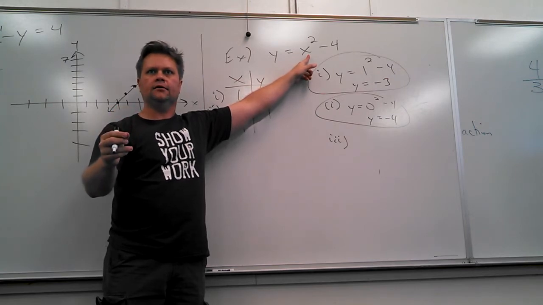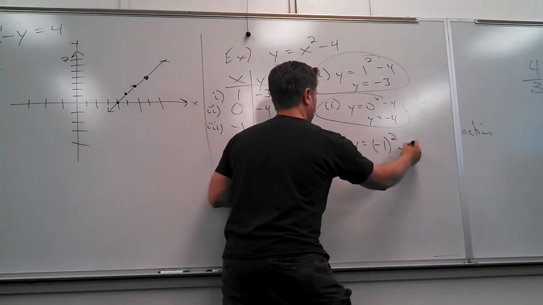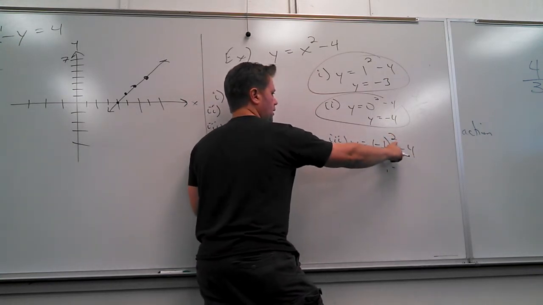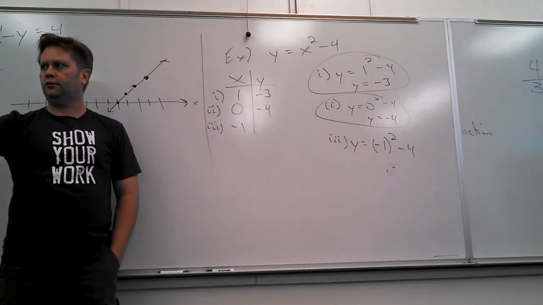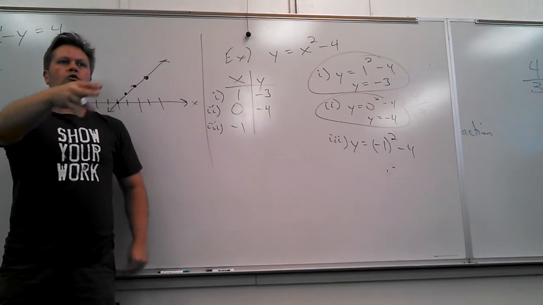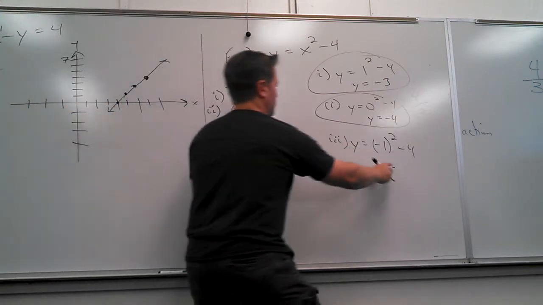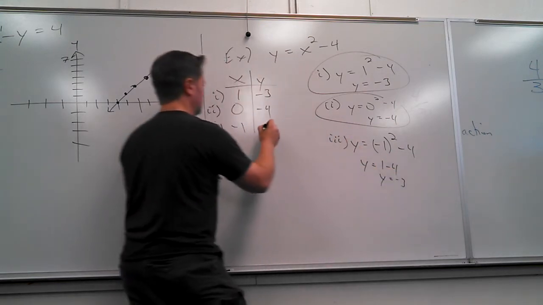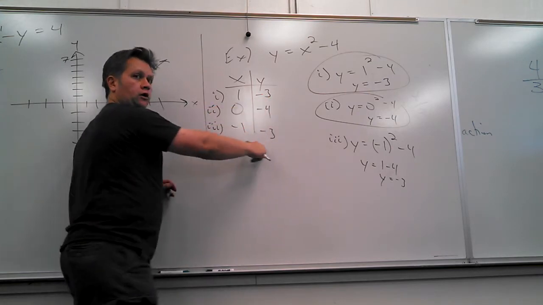-1 times -1 is 1. So I have to square -1, and anything squared is going to come out positive, or at least 0. -1 squared is 1, and 1 minus 4 is -3.